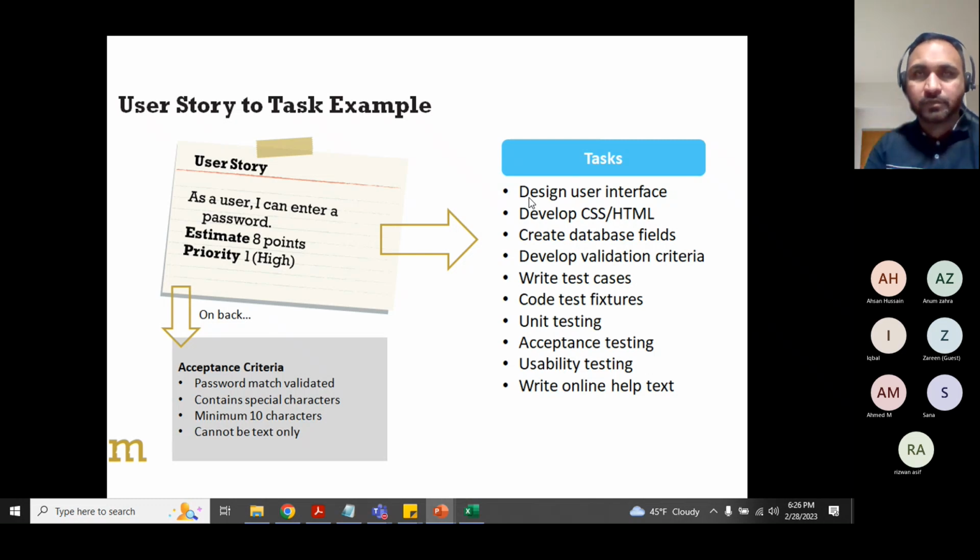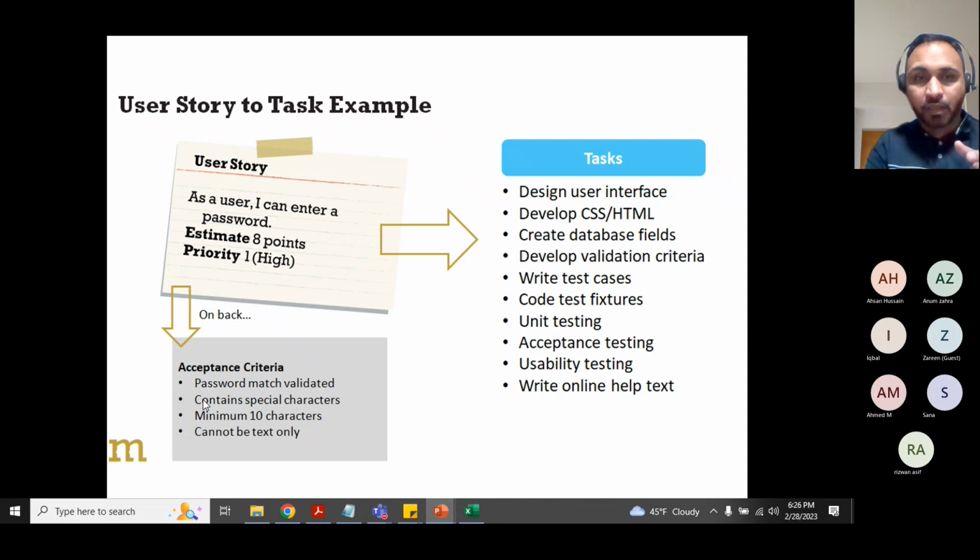It could have a user experience piece like the GUI, graphical user interface, or it could have a backend piece, for example database related changes. Now we are talking about a little bit technical terms, but I hope this will be self-explanatory. One example is: as a user, I can enter a password. Estimation we will ignore for now, as this is the next topic of this class. Priority is the headache of the product owner, who defines the priority. But let's see the acceptance criteria.